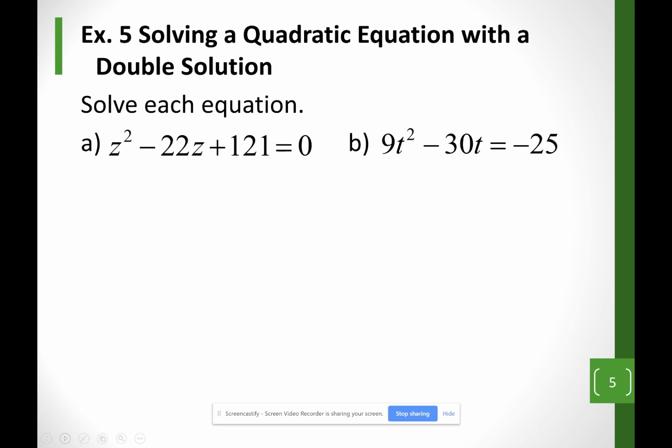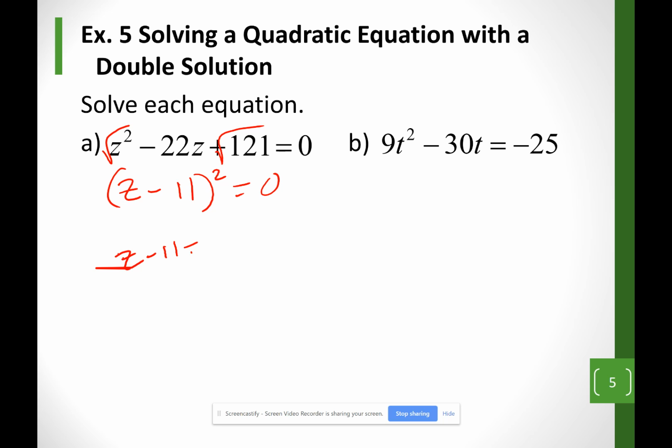Looking at case A, we do know how to check if it's a perfect square. The square root of z squared is z. The square root of 121 is 11. Multiply to give me half of the middle term. So I have that z minus 11 all squared is equal to 0. What this says is I have the same parentheses twice, z minus 11. So for my equation, I'm just going to do it once.